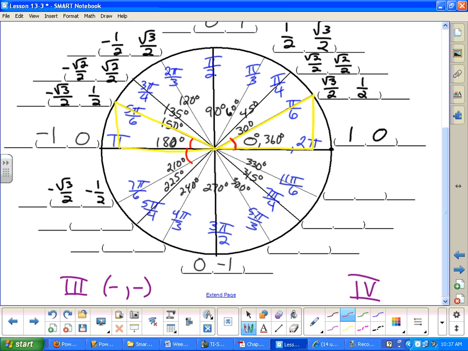Because 210 has the same 30-degree reference angle, these numbers are the same. I went the same distance to the left and the same distance down as I did with our 30-degree angle. 225 would match 45, because 45 degrees is my reference angle there. So we have negative square root of 2 over 2 and negative square root of 2 over 2. And once again, these two with the 30 and the 60, they just switch.